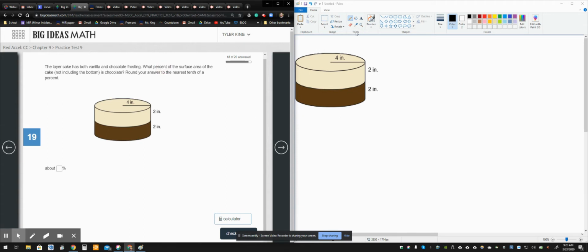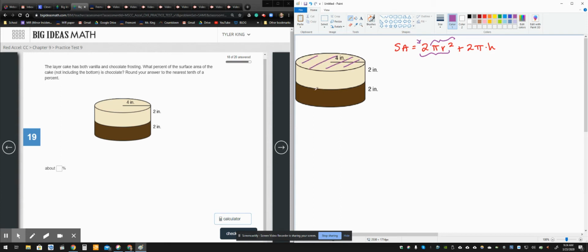Now when we're looking at this, we are going to be finding the surface area of this cake. Normally our surface area formula would be equal to 2 times pi times the radius squared plus 2 times pi times r times h. Now there's an issue with this. Normally, we get this 2 pi r squared because it's 2 times the area of the circle. We're using two circles, the circle on top and the circle on bottom. But it says not including the bottom here.